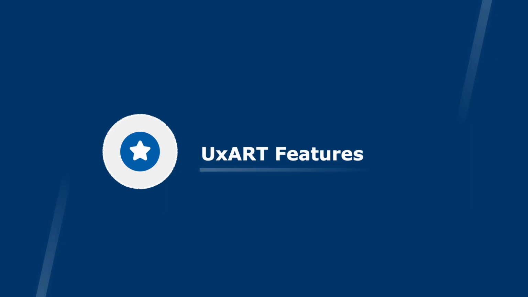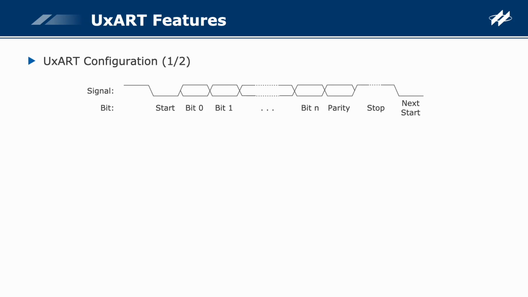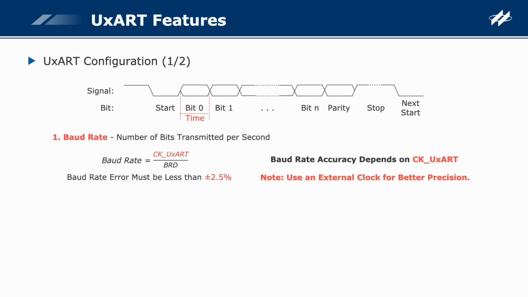UxART Features. For devices to communicate via UART or USART, both sides must use the same 5 configuration settings. The baud rate is defined as the number of bits transmitted per second and is used to determine the time interval for each bit. Common settings are 9600, 38400 and 115200 baud. The calculation method is as follows.